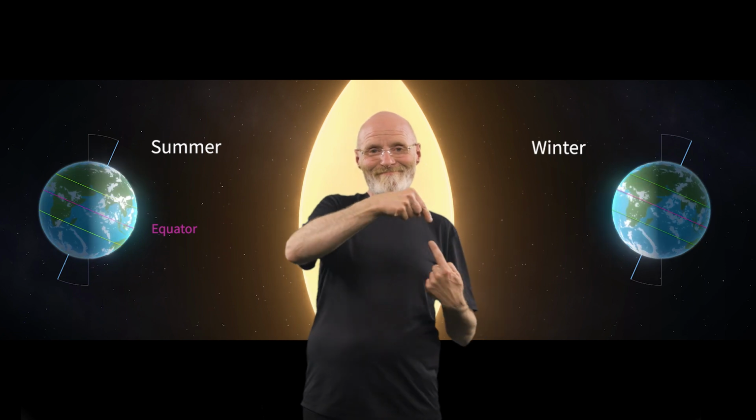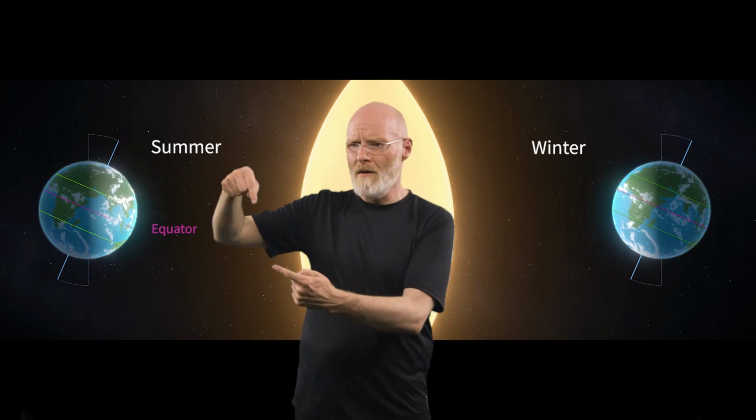When the North Pole is nearer to the Sun, the northern half of the Earth is warmer and brighter. For example, Ireland is in this half. Here it is here. But that means that the South Pole is further away from the Sun and it's colder and darker there. For example, Australia would be in this half of the world. You can see it here.